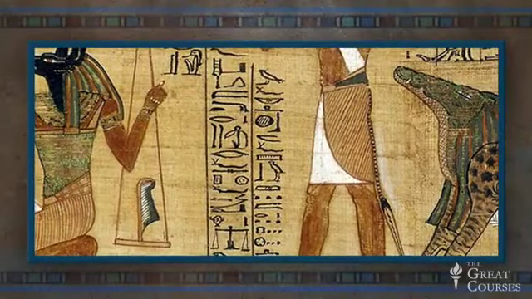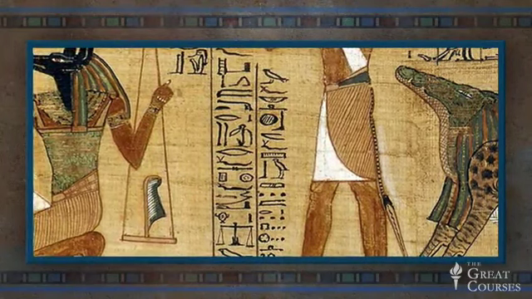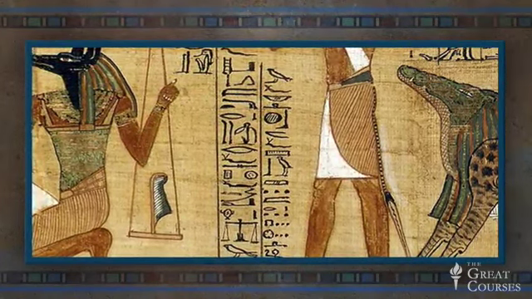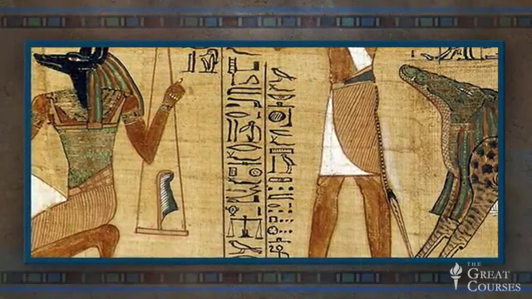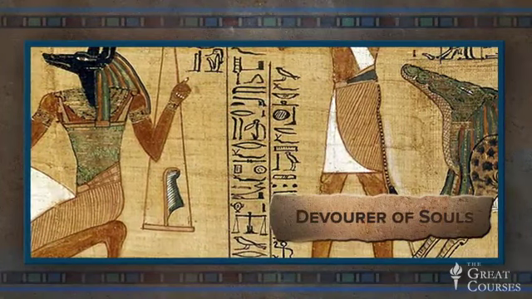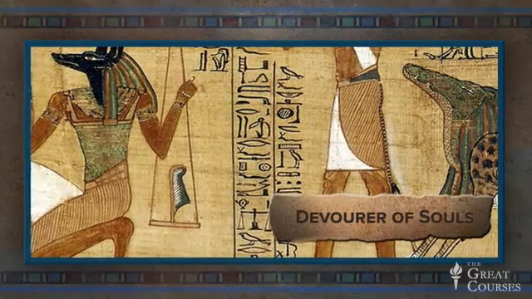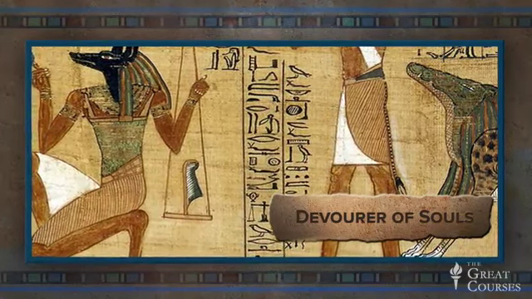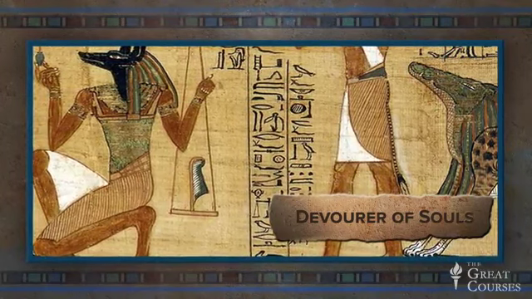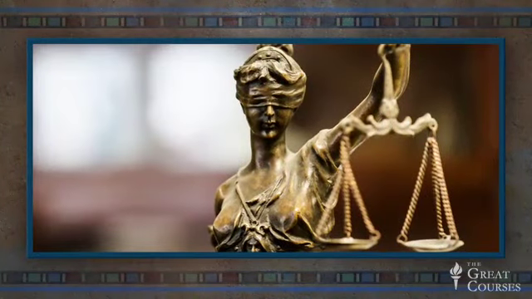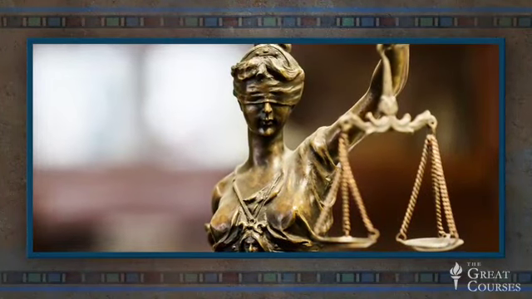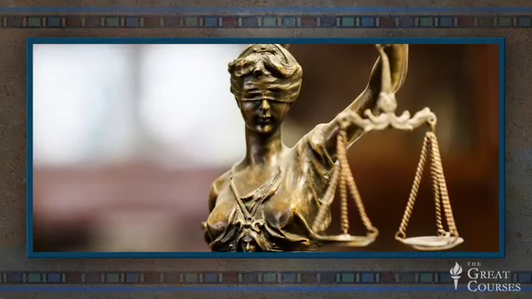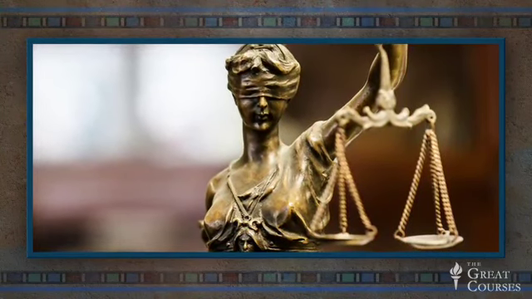That's the function of the composite creature near the scale, who's part hippo, part crocodile, part lion. He is the devourer of souls. If the scale doesn't balance, your heart is thrown to him, he eats it, and you go out of existence. I think that the Western icon of justice, the balance scale held by blind justice, comes directly from chapter 125 of the Book of the Dead.